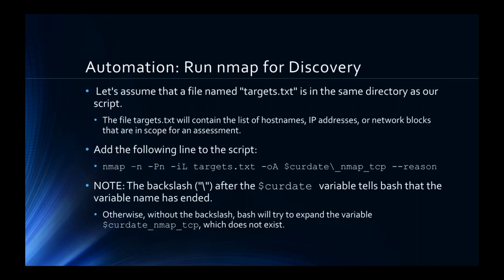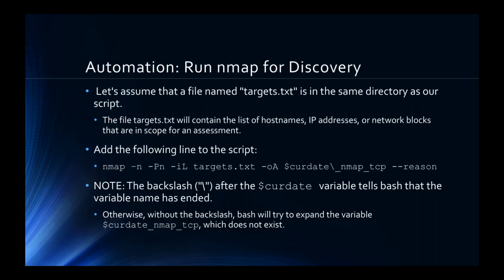The first thing we want to do is find the web services that exist on our targets. So we're going to assume that we have a targets.txt file in the same directory as our scripts for the purposes of this exercise. And inside that targets.txt file, it's going to have a list of host names, IP addresses, net blocks, or whatever defines the targets that we're going to focus on for our automation script.